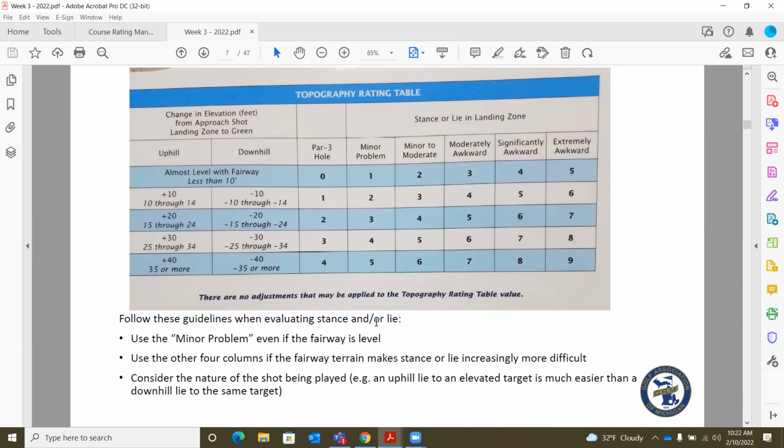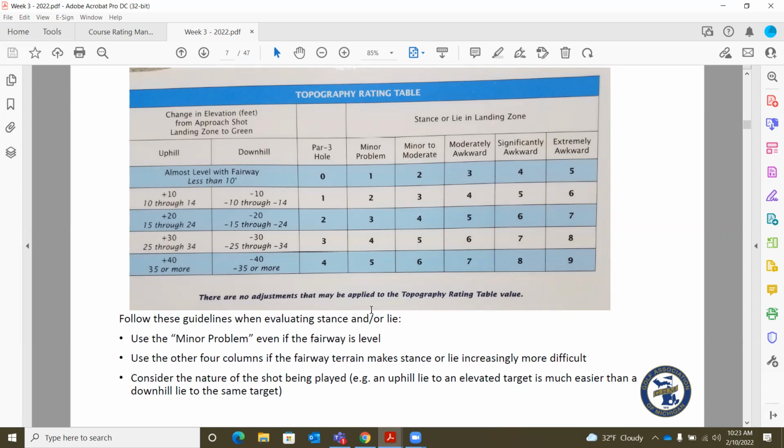All right, so we talked about, generally speaking, just general values, and we're talking about minor problem, minor to moderate, all these things. What does that mean? I wish I had a perfect answer for you. Topography is one of the obstacles that is a little bit more subjective than others. We're evaluating minor problem, minor to moderate, all the way over to extremely awkward.